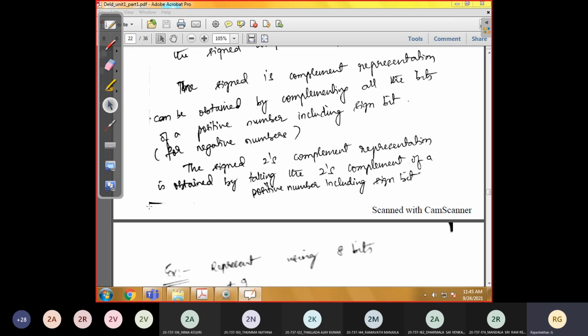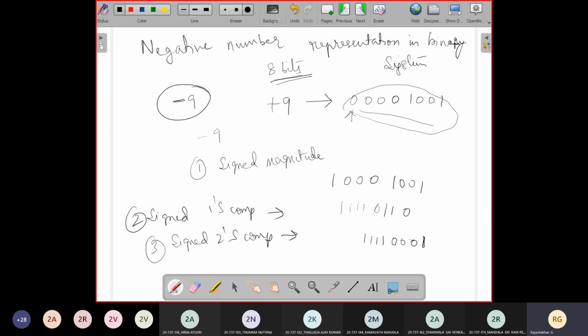So just now, just read the procedure. Signed 2's complement representation is obtained by taking the 2's complement of the positive number, including the signed bit. So this is the positive number representation of 9 there. So take the 2's complement of this binary pattern as it is. Yes, including the signed bit.